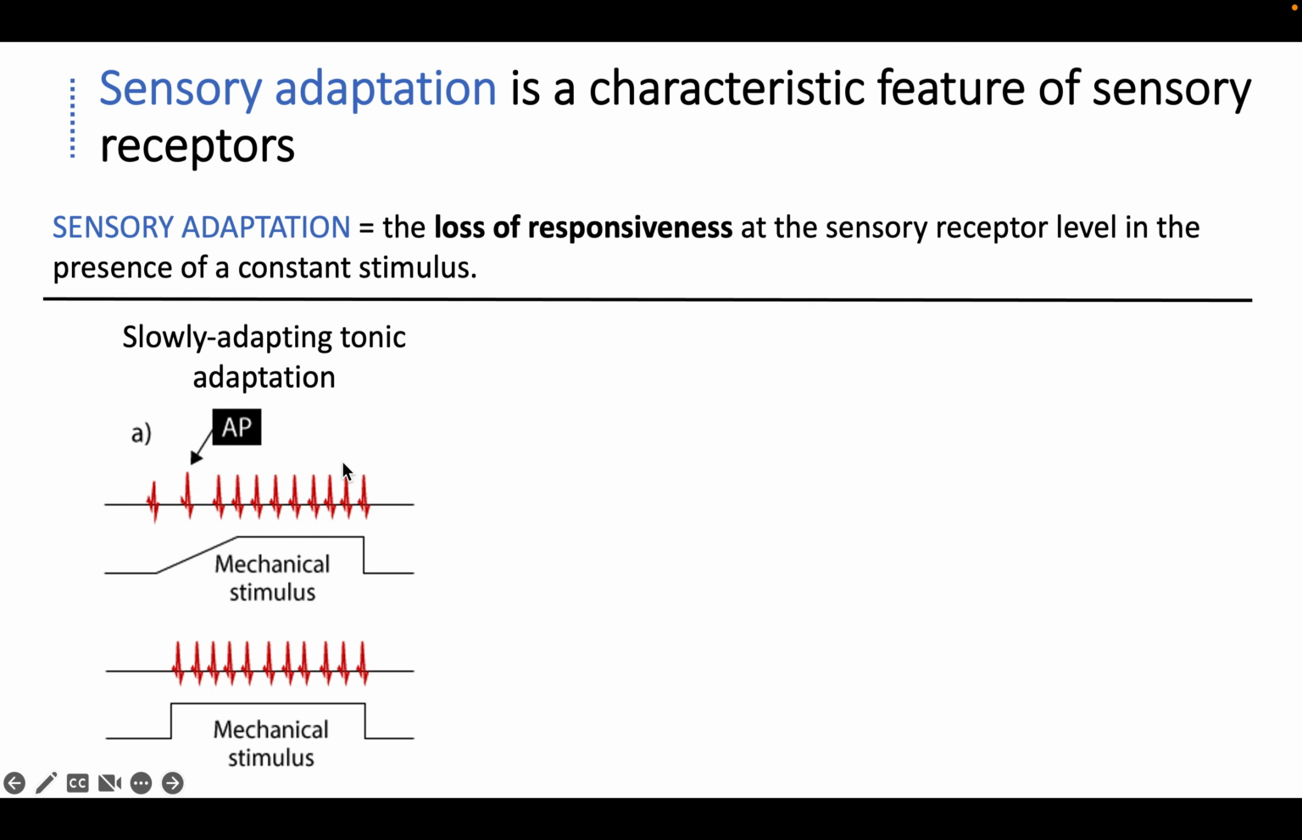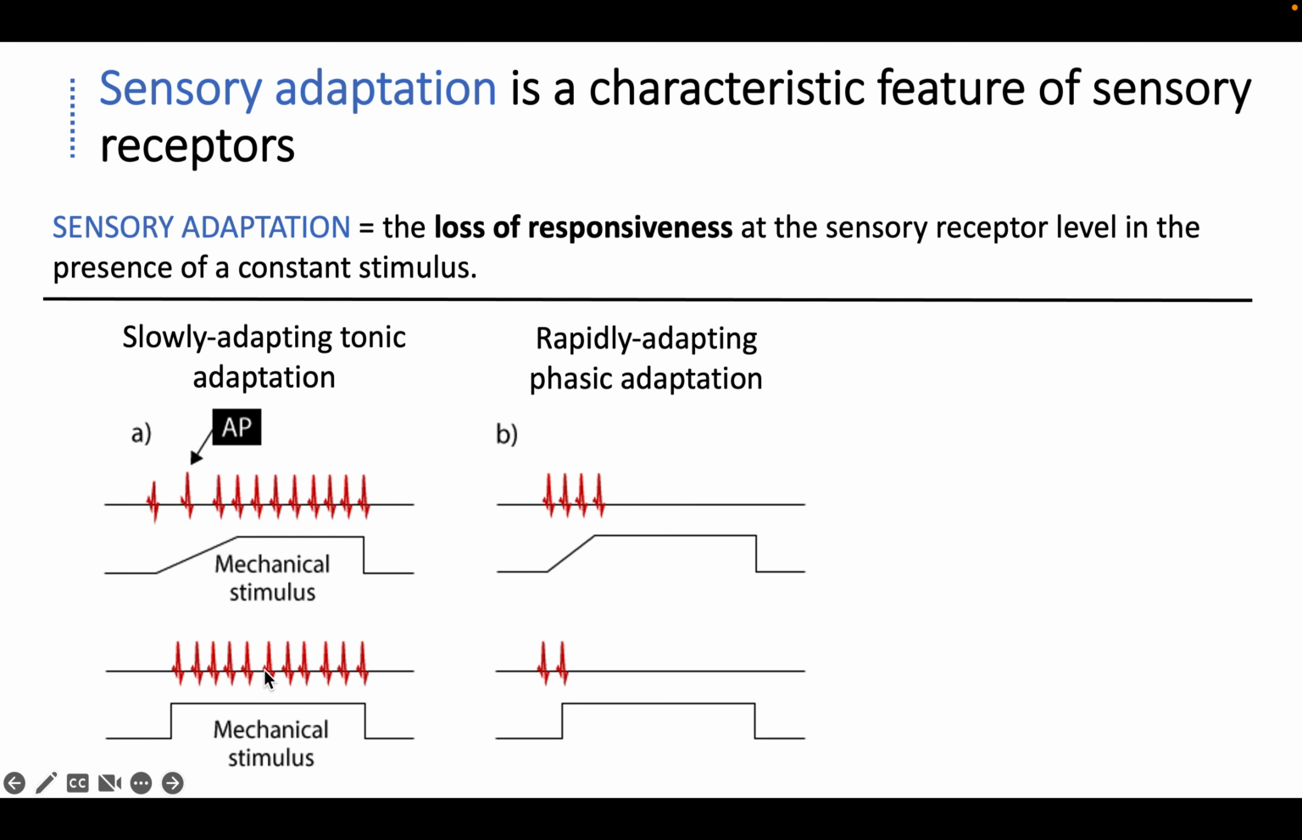So what we have here is the onset of a stimulus, and it's slowly increasing. As it slowly increases, we slowly have more frequent action potentials. But what you notice for this one is that as long as the stimulus is there, so along this kind of straight line, you continue to have action potentials, right? The only difference between this top one and this bottom one is how quickly you reach your peak stimulus. So here you gradually reach your peak stimulus, here you quickly reach your peak stimulus, right?